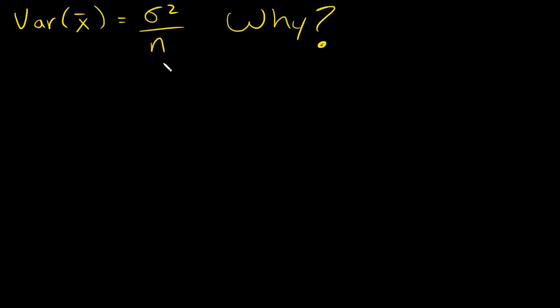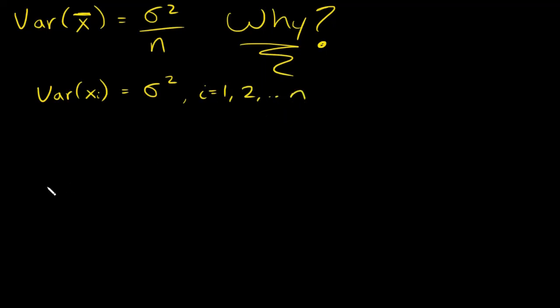All right, so I want to take a few moments to talk about why the variance of x bar, or the sample mean, equals sigma squared divided by n. So why is that? First, I just want to talk about some notation. The variance of x, a single value of x, is equal to sigma squared. I can write that as xi for all i equals 1 to n. The variance of xi is sigma squared.